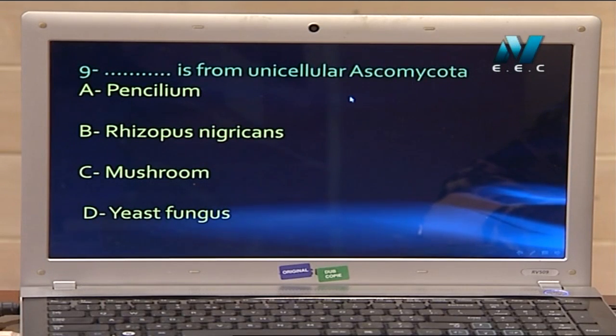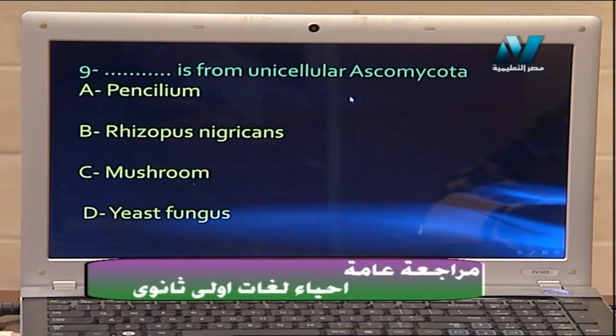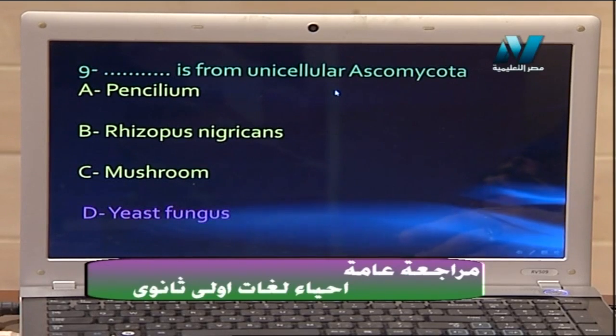Rhizopus nigricans here is bread mold. The third one is mushroom, and the last one is yeast fungus. Yeast fungus is a unicellular microorganism. Penicillium is multicellular, Rhizopus nigricans is multicellular, and mushroom is also multicellular. The one that is unicellular and related to Ascomycota is yeast fungus. But Penicillium, also Ascomycota, is multicellular.